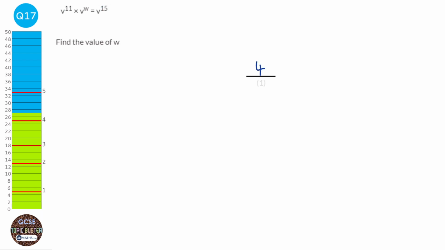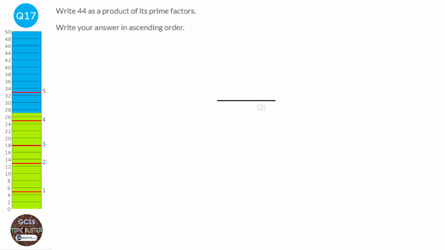So w therefore equals 4. There are a few different ways of finding out product of prime factors. I prefer using the bubble technique. So we just write the number out and we put a bubble around it. And we split that number into 2 numbers. So we find 2 numbers that multiply together to make that number.